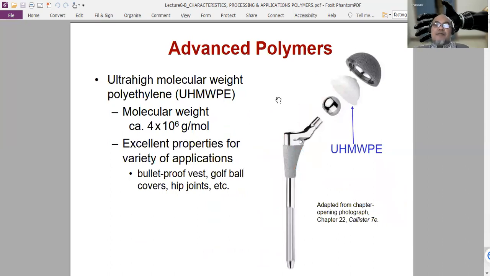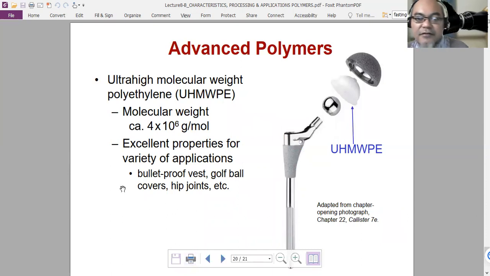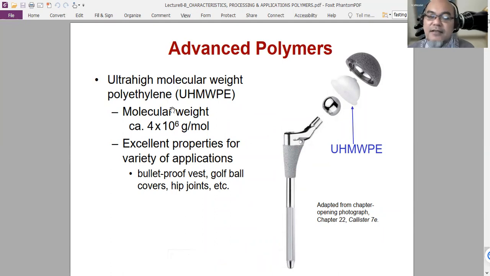So in biomedical application, we use a lot of advanced polymers, for example, ultra high molecular weight polyethylene. So it is polyethylene but has long chains, which makes it very heavy, or having a high molecular weight. The molecular weight can go up to 4 million grams per mole. It has excellent properties for a variety of applications, among others bulletproof vests, golf ball covers, and hip joints.